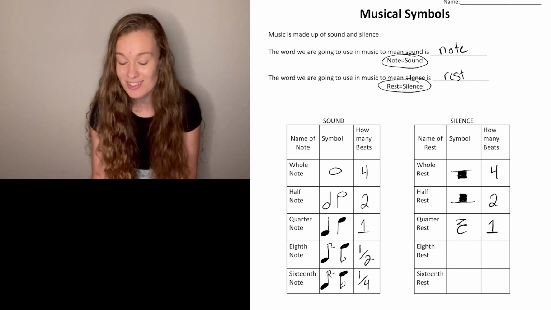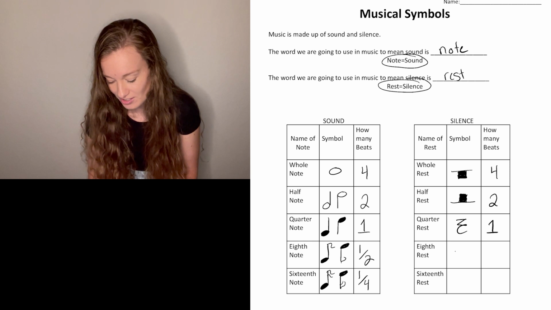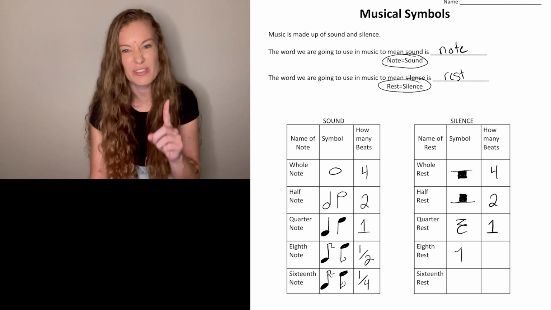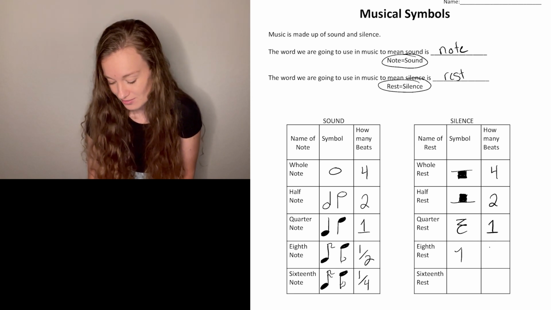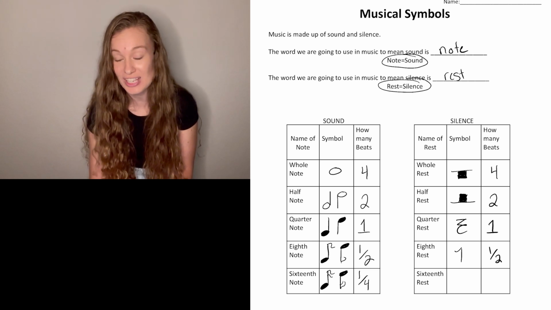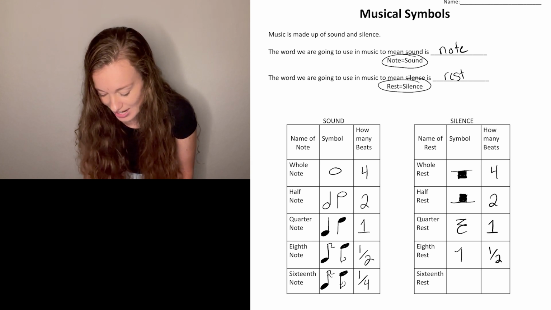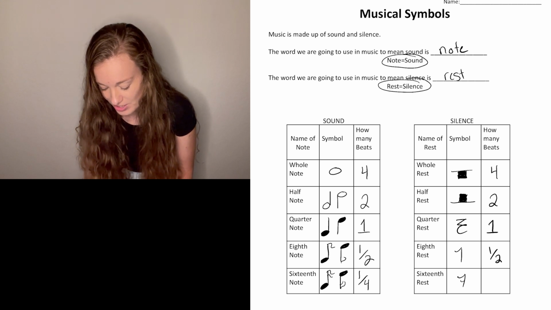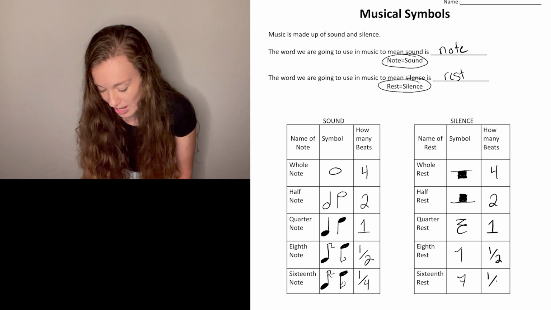Now our 8th rest, this one kind of looks like a fancy 7. I'm going to do a dot, and we're going to go up and back down, kind of like that. It's like a curvy, fancy 7. And this is going to take up half of a beat. So as you can see, the beats are the same for the notes and the rest. Last but not least, we have our 16th rest. It's going to start kind of like that 8th rest. You can do your fancy 7, and then we're going to add just a little one underneath that. So that is our 16th rest, and it's going to be silent for 1/4 of a beat.